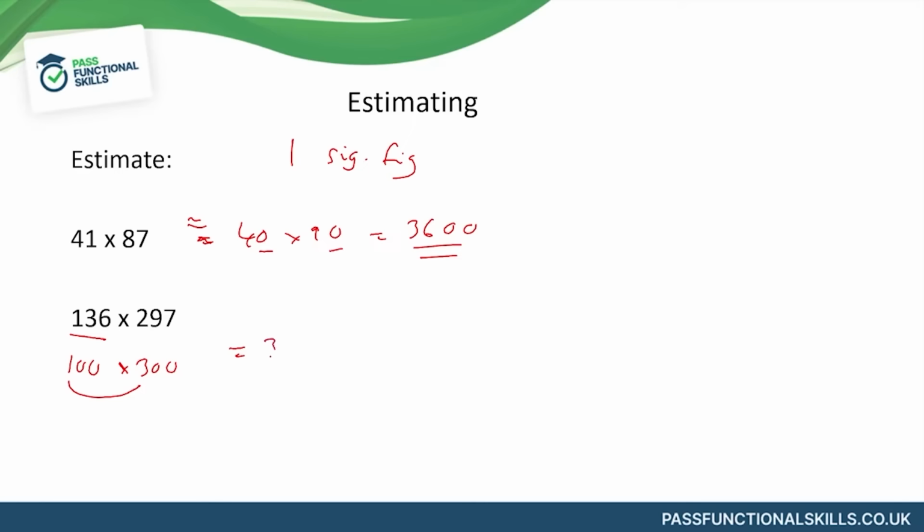1 times 3 is 3, put 4 zeros back in, 1, 2, 3, 4, so the answer is 30,000.